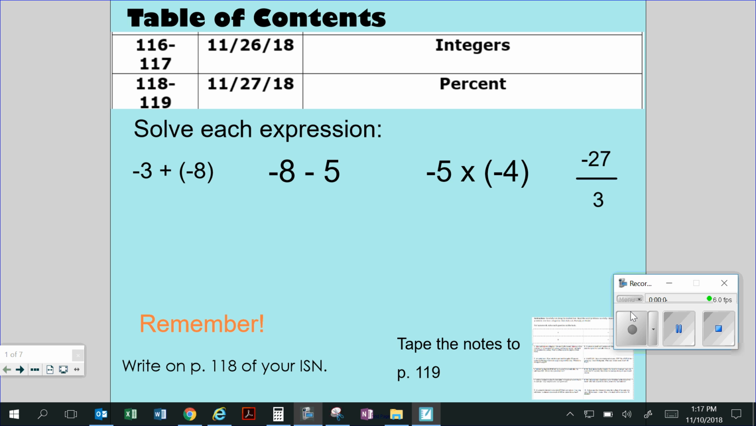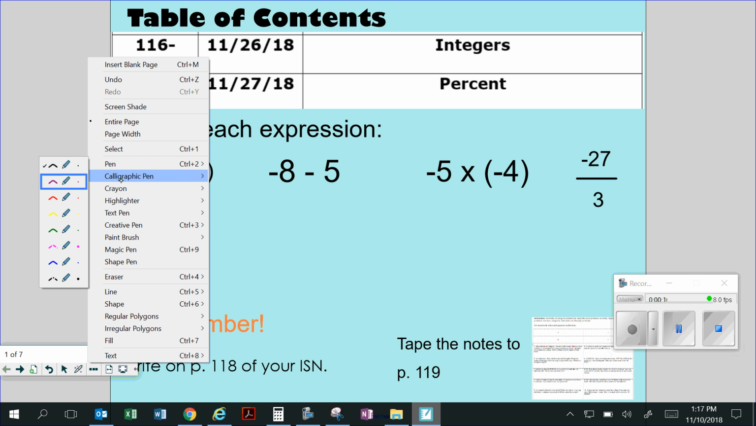Welcome. This lesson is over percent again, ordering rational numbers more specifically. But let's look at our number routine. So we need to solve these four expressions. You can model it. You can do it mentally. What do you want to do? All right, you know what? I'm going to model it.